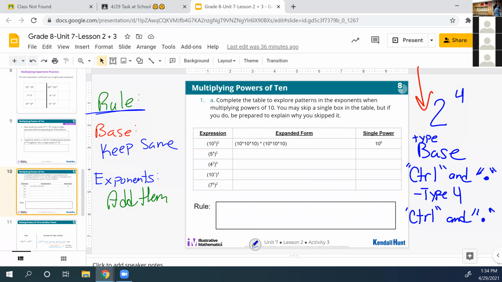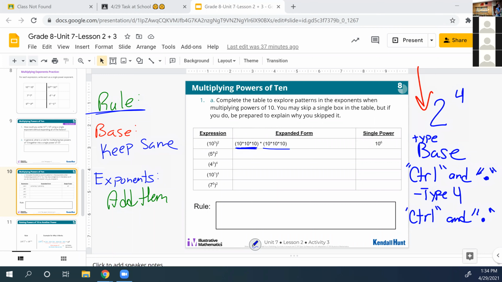So if we look at this first one here, 10 to the third, so we're taking that exponent of 10 to the third and we're raising it to the second power, which means we're doing two groups. We're listing it two times. So it's 10 times 10 times 10, that's 1. And then the second group of 10 times 10 times 10, so that one's going to be 2. So you take that exponent, you expand it out, the second exponent number of times.